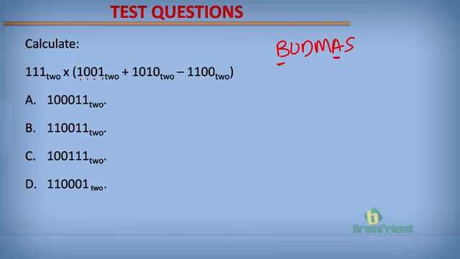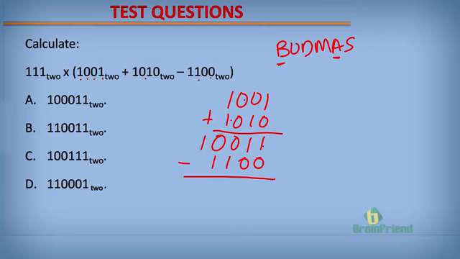1001 plus 1010. So we have 1001 plus 1010. Now, using our identities, 1 plus 0 is 1, 0 plus 1 is 1, 0 plus 0 is 0, and 1 plus 1 is 10, not 2. Minus 1100.